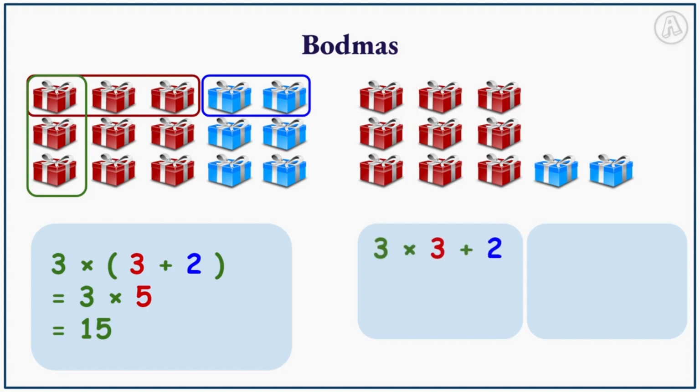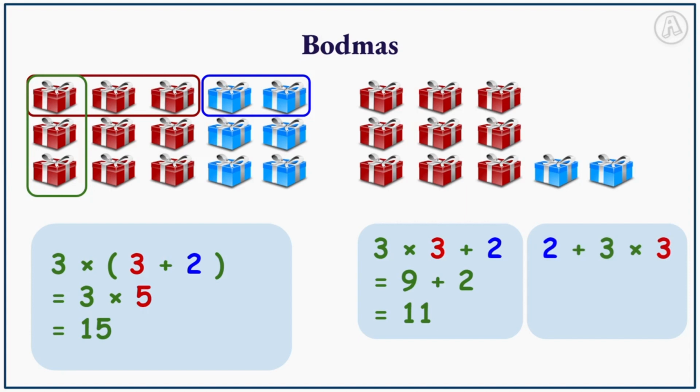If we were to remove the brackets, it would look like this: 3 times 3 plus 2. Now, our order of operations says that we need to start with multiplication. 3 times 3 equals 9, plus 2. And 9 plus 2 gives us 11. We can see in the picture above that this total does not tell us how many gifts are in the first picture.